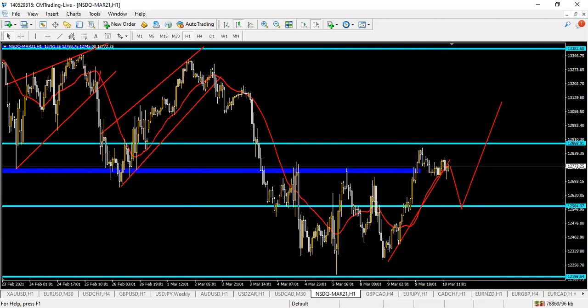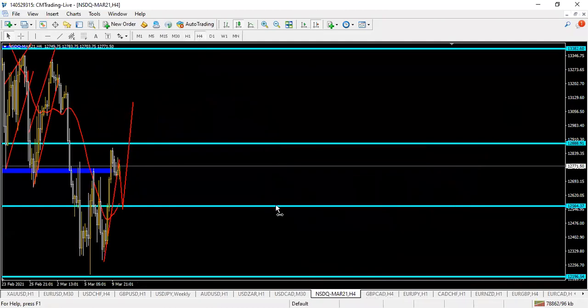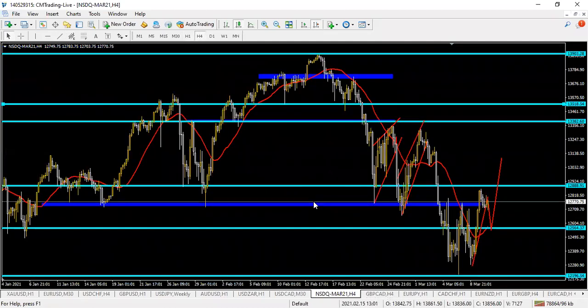Okay, cool stuff. The bear market has not been broken yet. It's still there. We are going to be keeping an eye on this one because the bear market has not been broken. Yes, the buyers are in, but the bear market has not been broken. I'm expecting more ranging on these zones.